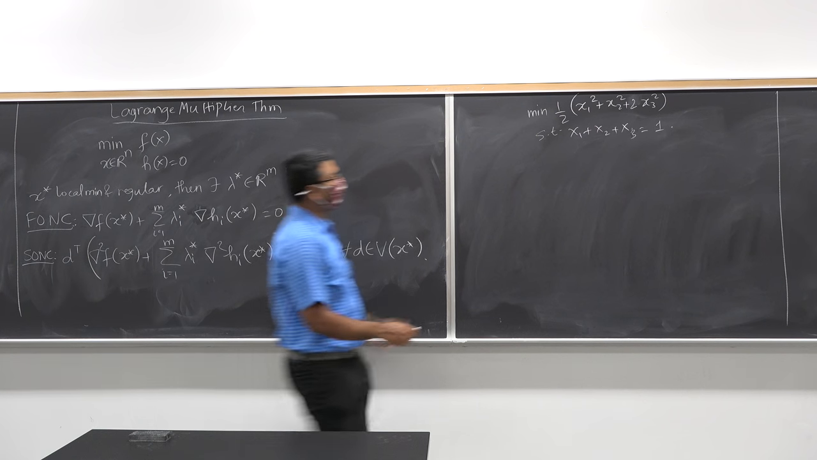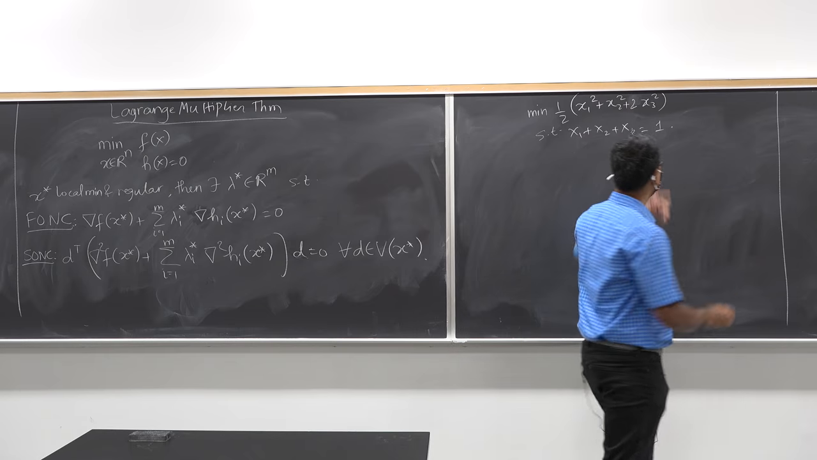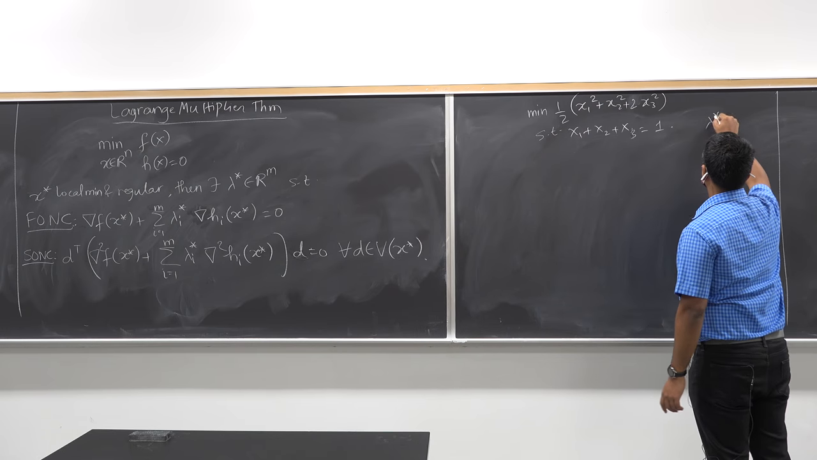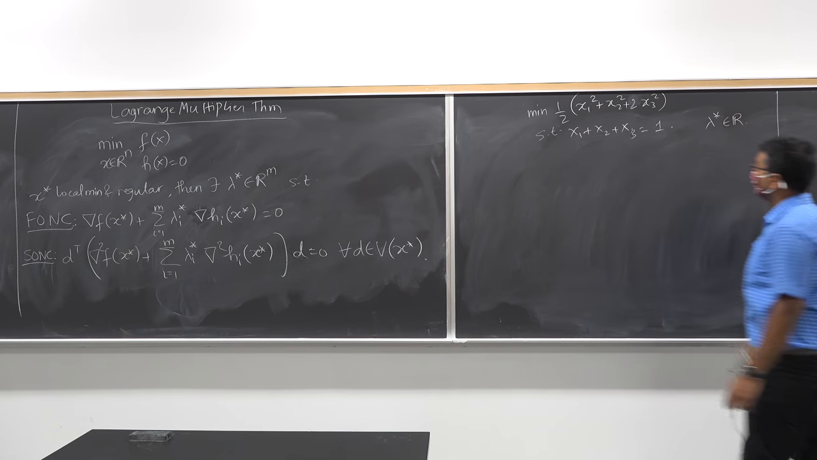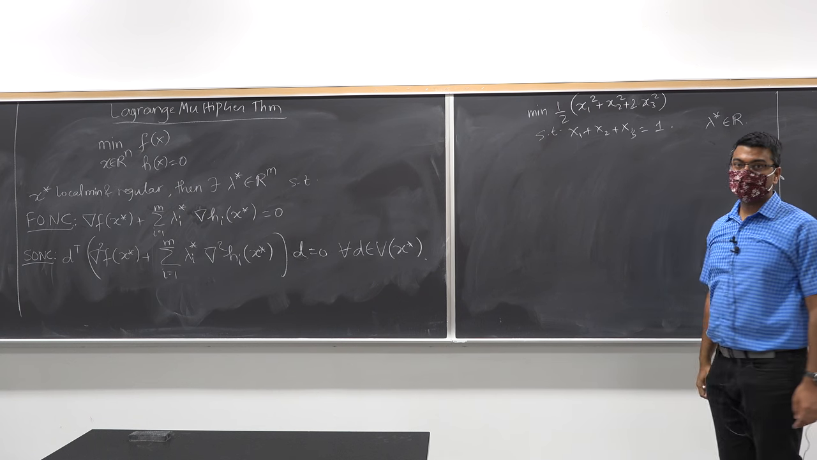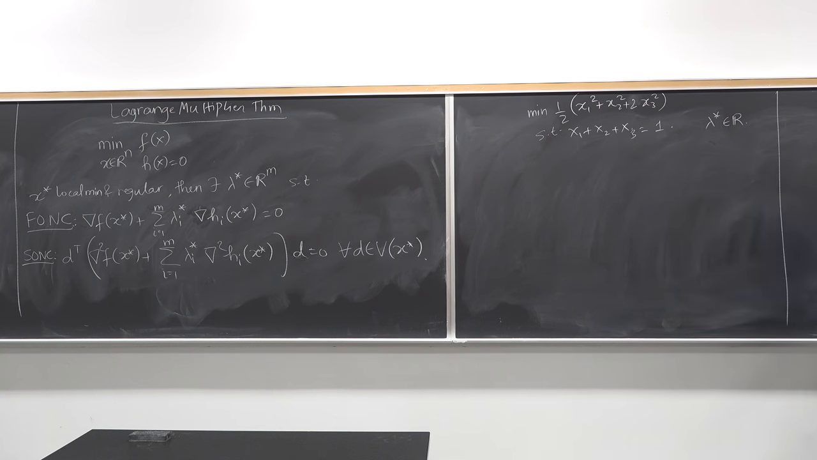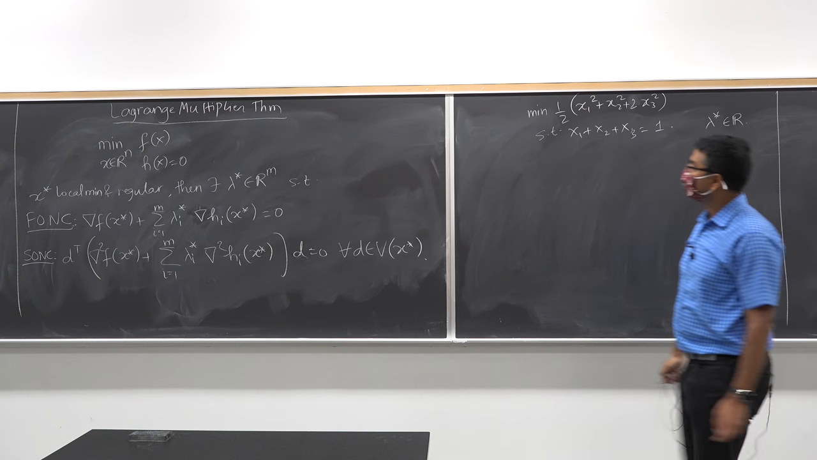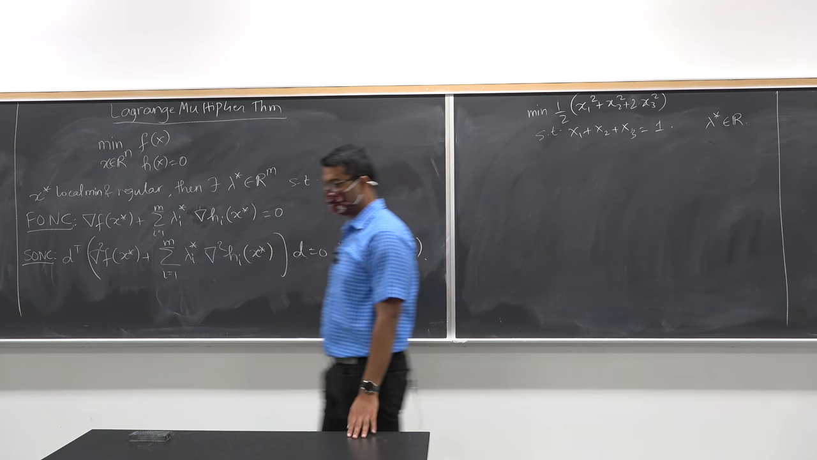So there will be a Lagrange multiplier. We only have one constraint here, so there will be a Lagrange multiplier corresponding to this one constraint. So I have four unknowns here: x1 star, x2 star, x3 star, and lambda star. I don't know these four quantities. So I have four unknowns, so I need four equations to be able to determine those unknowns. So what are the four equations?